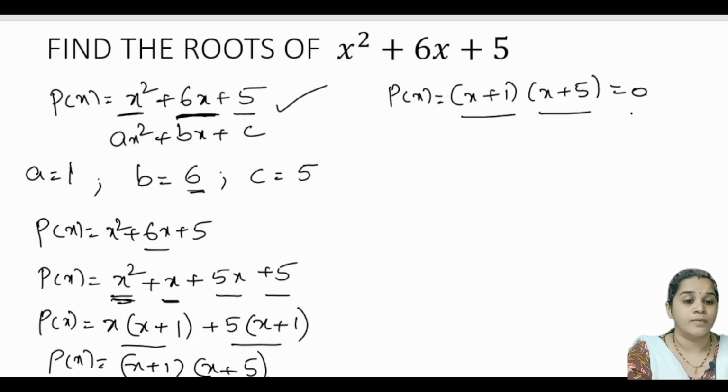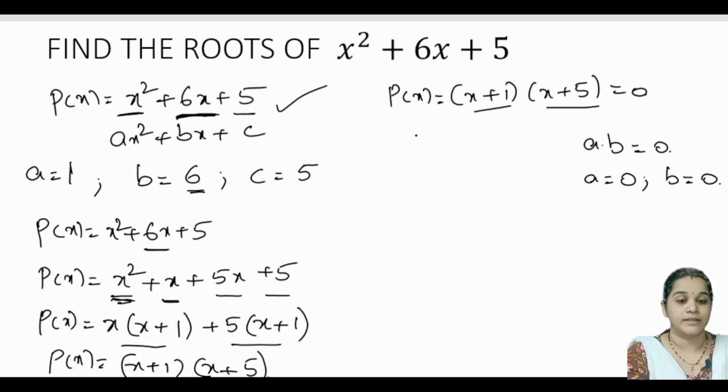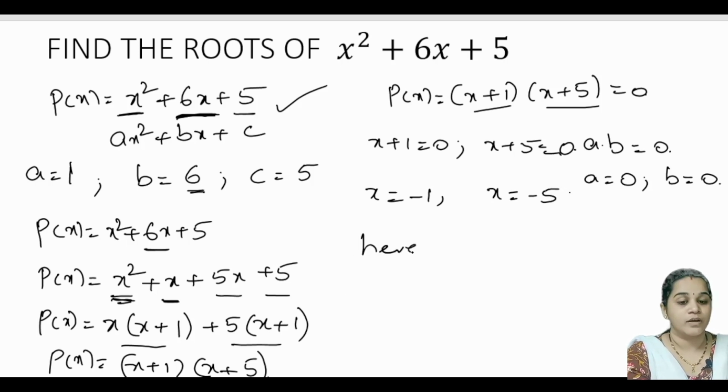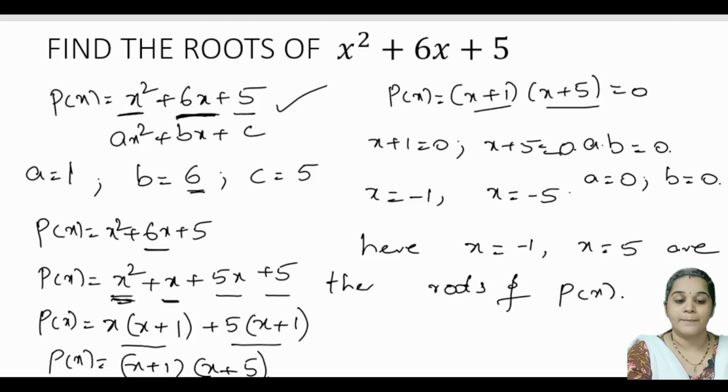It is of the form a into b equal to 0. So this can be written as a equal to 0 or b equal to 0. If we apply this formula here, we get x plus 1 equal to 0 or x plus 5 equal to 0. Then x is equal to minus 1 and x is equal to minus 5. So here x equal to minus 1 and x equal to minus 5 are the roots of the polynomial p of x equal to x square plus 6x plus 5.